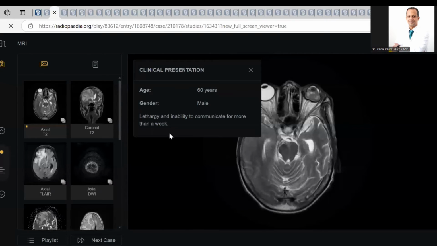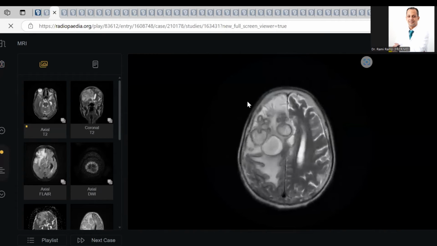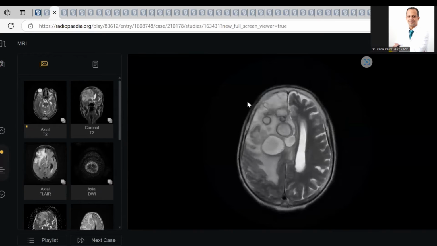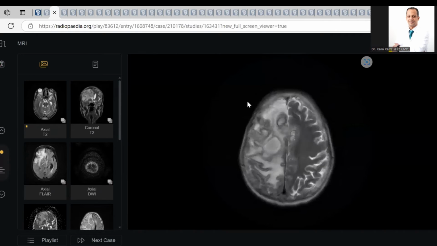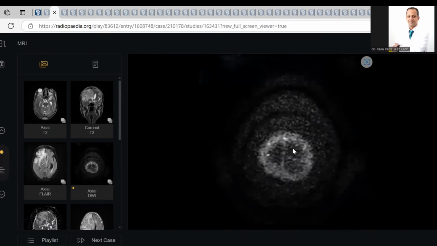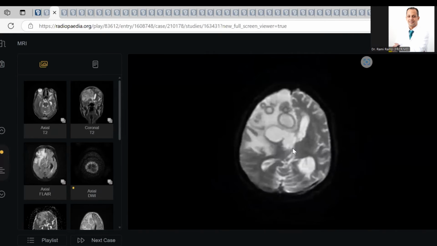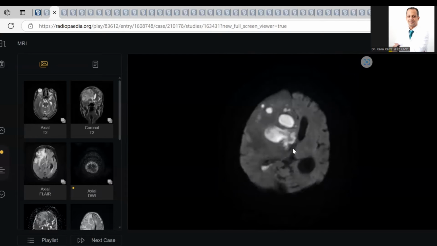A 6 years old male patient, lethargy and inability to communicate for more than 1 week. I'm provided with MR sequences, T2 images. I could appreciate multiple variable size, well-defined cystic lesions involving the right cerebral hemisphere with significant surrounding vasogenic edema. Could you show me the diffusion restriction? DWI ADC images, please. These are bright on DWI. The center part is bright.